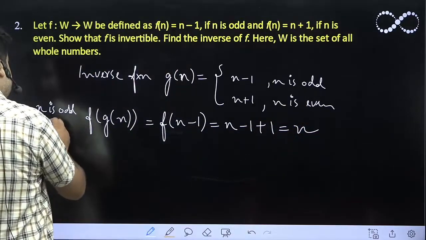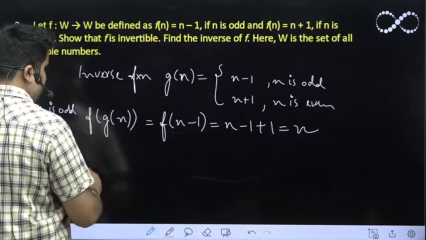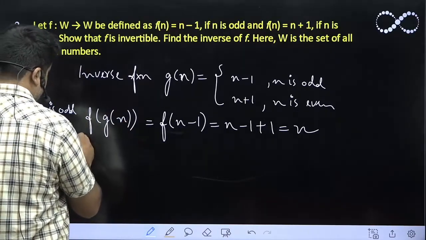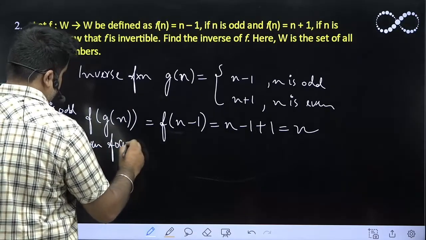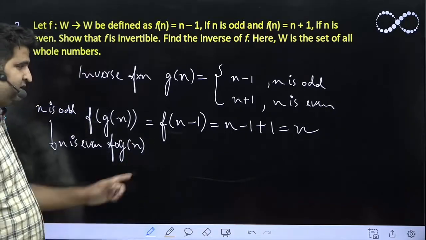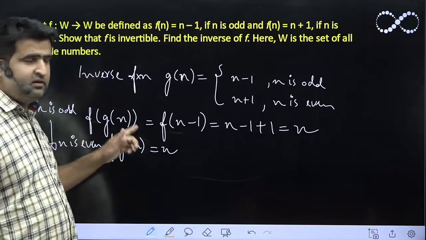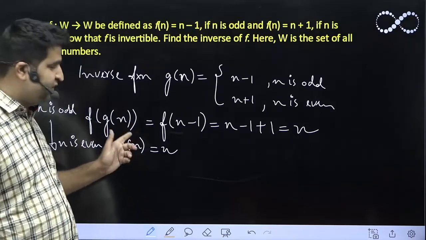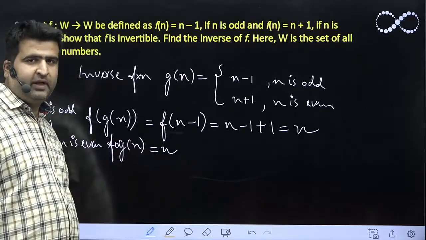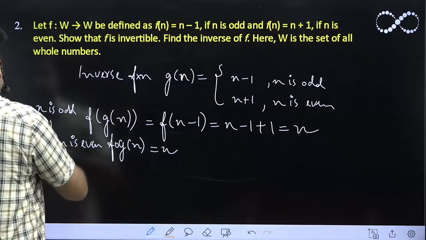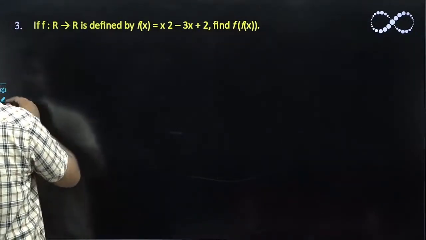So if you check all the cases, right? If you take f of g of n and check f of g of n when n is even, this will also be equal to n. And similarly for g of f of n when n is odd, and similarly for g of f of n when n is even, it will all come out to be equal to n. So no need to worry about that. So let's move on now to the next question.